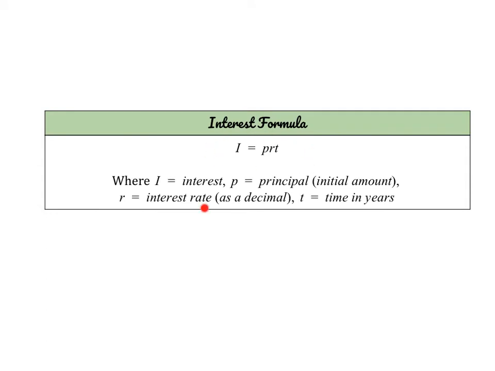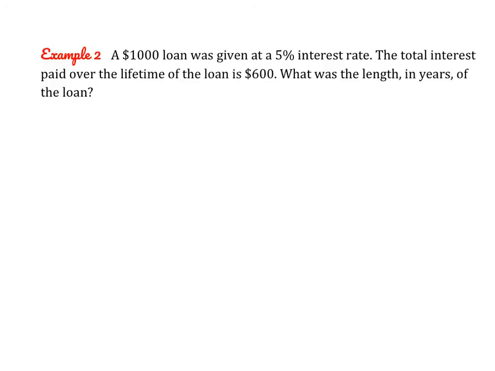So you can use this formula to actually help you find any of the following variables depending on what information you're given. So let's look at example 2 together. A $1,000 loan was given at a 5% interest rate. The total interest paid over the lifetime of the loan is $600. What is the length in years of the loan?